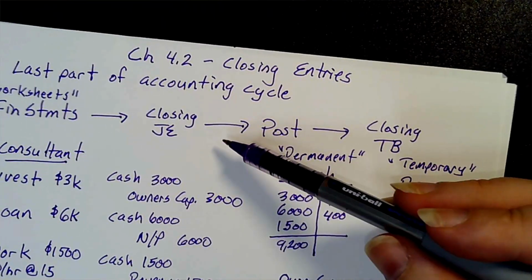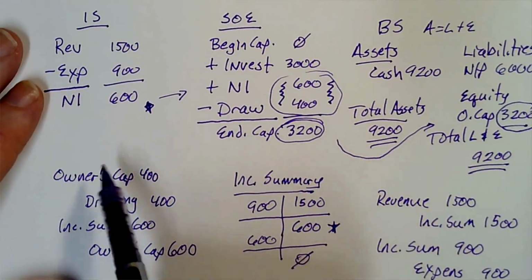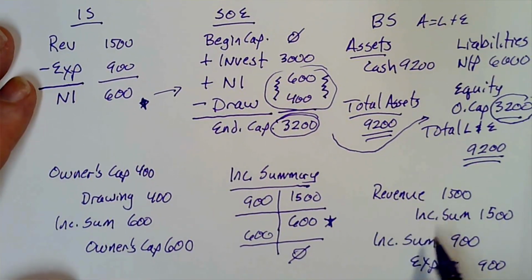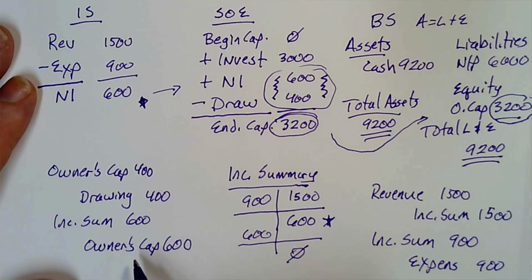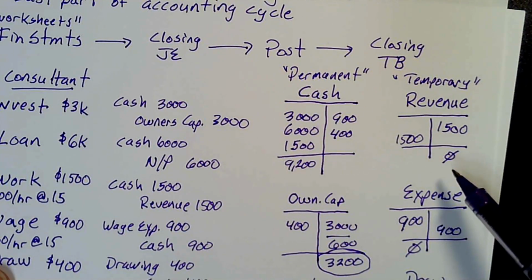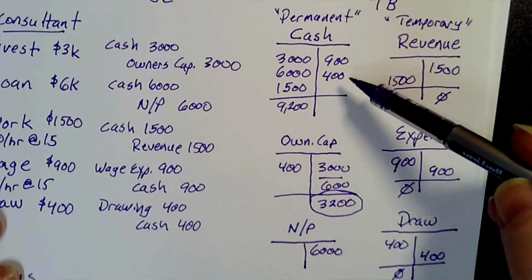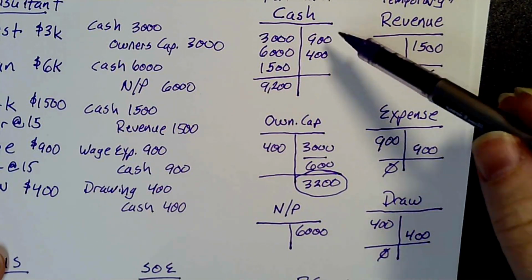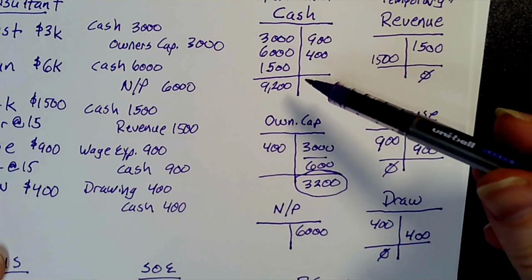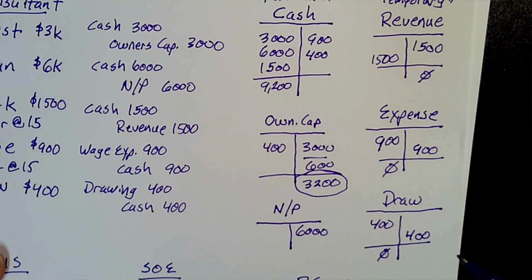So we've done the closing journal entries, which are these four: the drawing to owner's capital, the two items to put the income summary together, and then to put the income summary into the owner's capital. We have posted them to the accounts. We have zeroed out the revenue, expense, and drawings and posted it to owner's capital. And the closing trial balance would just be these three accounts. These are zero. And going into next year or next month, we have cash of 9,200, owner's capital of 3,200, and note payable of 6,000. And that would allow us to begin the next month, next year, fresh.